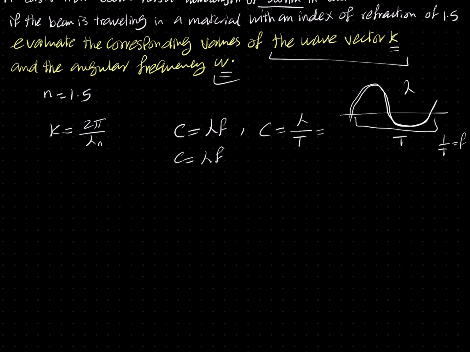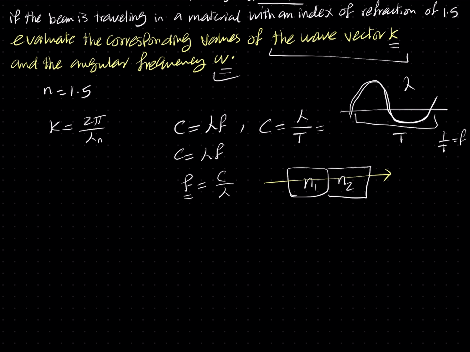Anyway, back to our question here. Let's take f to be equal to c over lambda. Now, the frequency of this light will not change when it changes mediums, if we're dealing with linear crystals and linear optics. So if we have two materials, one with an index of refraction of n1 and the second with an index of refraction of n2, and we have a laser beam or some light traveling through them, the frequency will be the same. It's not going to change. But we know that the speed will change. The speed here will be c divided by n1. It will decrease by a factor of the index of refraction, and here it will be c divided by n2.